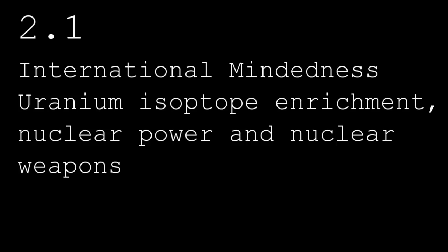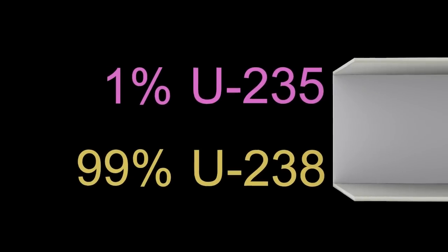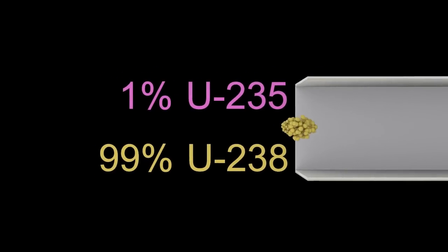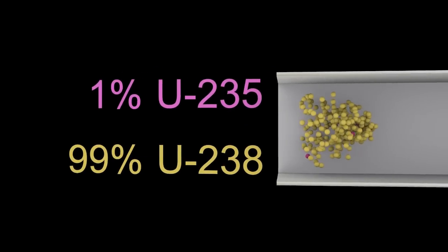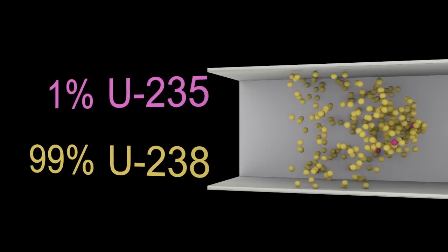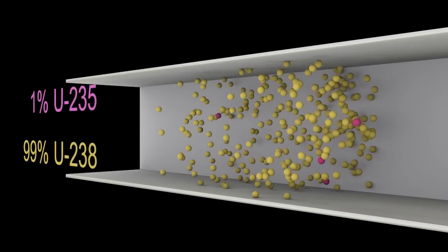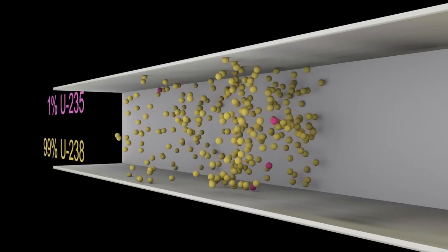Uranium isotope enrichment, nuclear power, and nuclear weapons. Now, isotopes of an element have the same chemical properties, so you can't use chemistry to separate them. Now, uranium has two main isotopes, and so the physical property of rate of diffusion is used to separate out the U-235 used to make nuclear weapons and power stations.